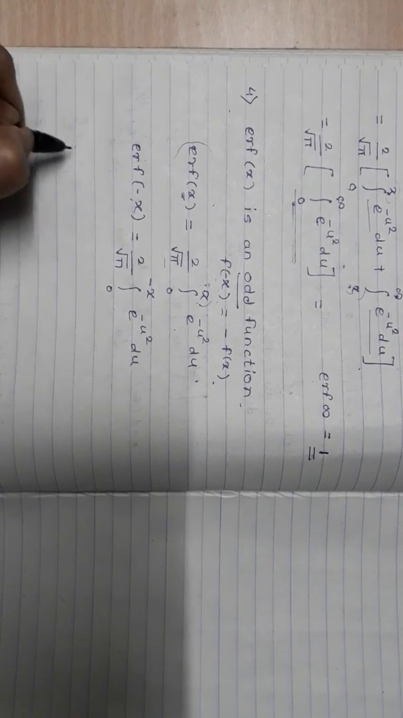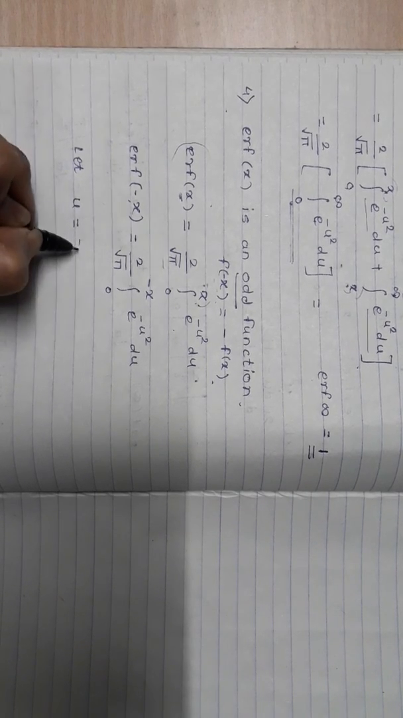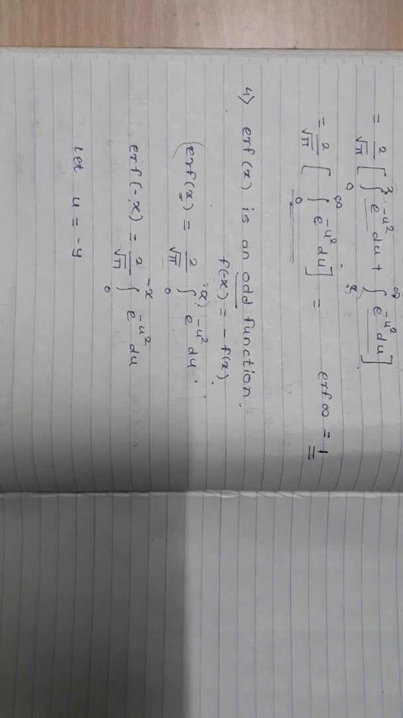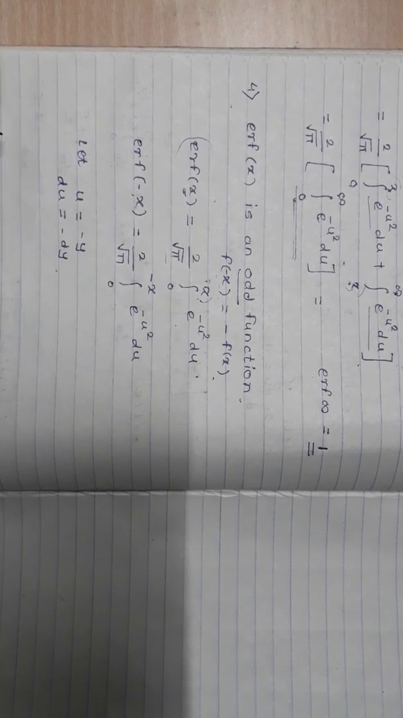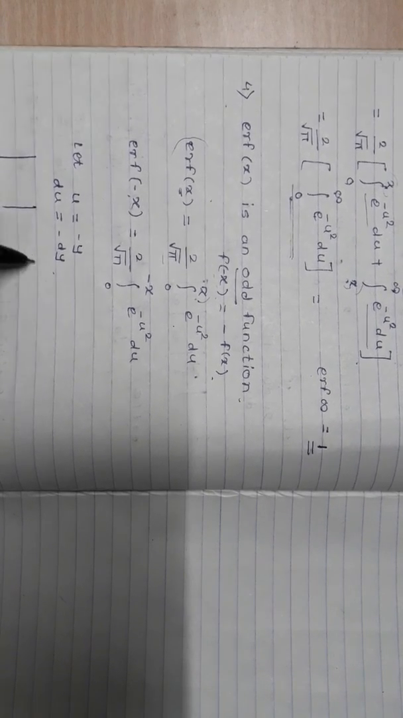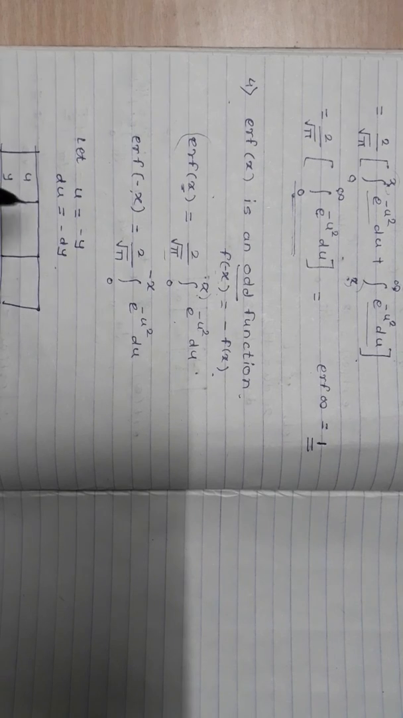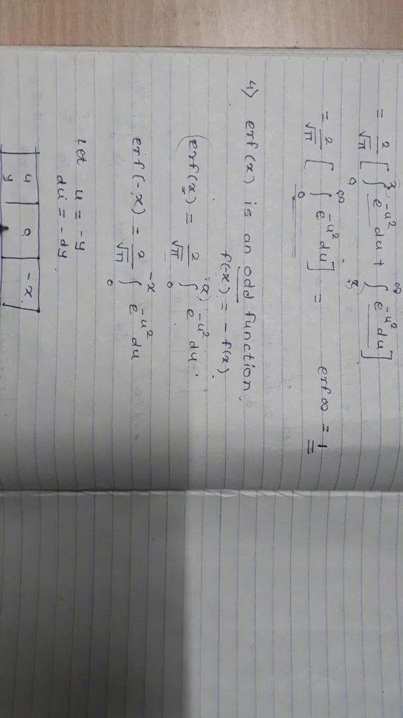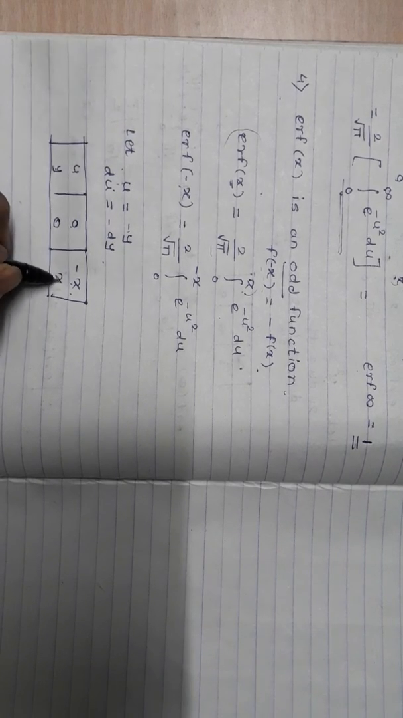Let's try to simplify this. If I substitute u is equal to minus y, let's see what happens. If u is minus y, then du is minus dy, correct? And what are the changes in the limits? U is changing from 0 to minus x. So when u is equal to 0, y is clearly 0. And when u is equal to minus x, the minus signs cancel, and y is x. So what are the limits in that case?